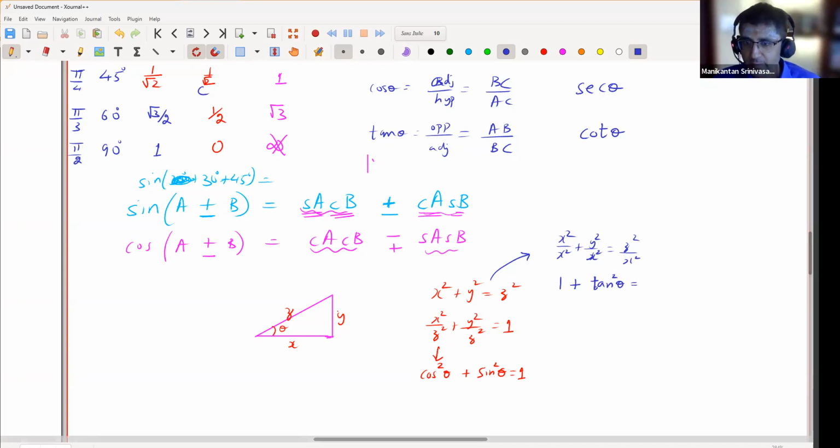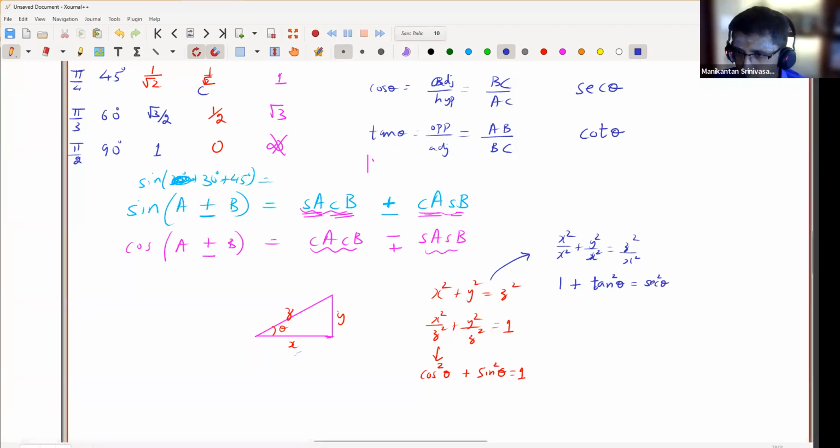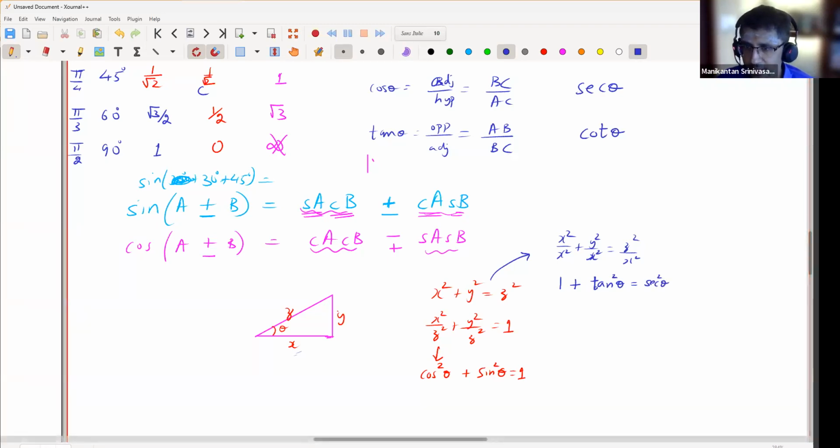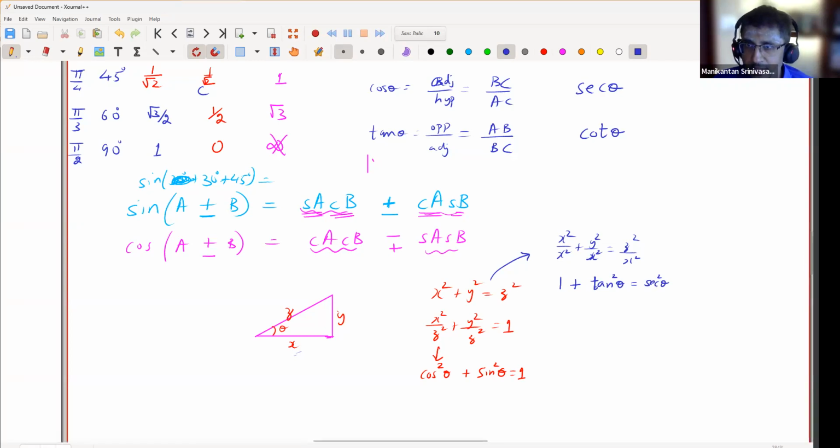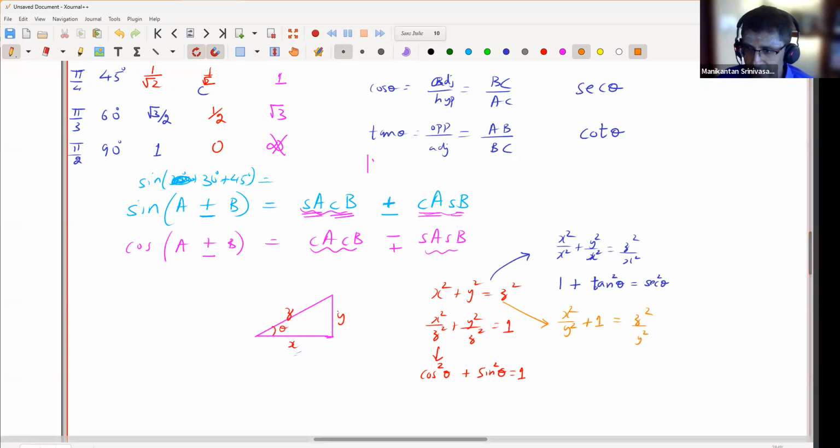Z by x is the reciprocal of x by z. X by z is cos theta, right? Z by x is the reciprocal of cos theta, which is sec theta. So which is how you get 1 plus tan square theta is sec square theta. Similarly, I can take this equation and divide throughout by the third one, which is y square. So I get x square by y square plus y square by y square, which is 1, equal to z square by y square. So here we get another relation, 1 plus, I'll write 1 plus first.